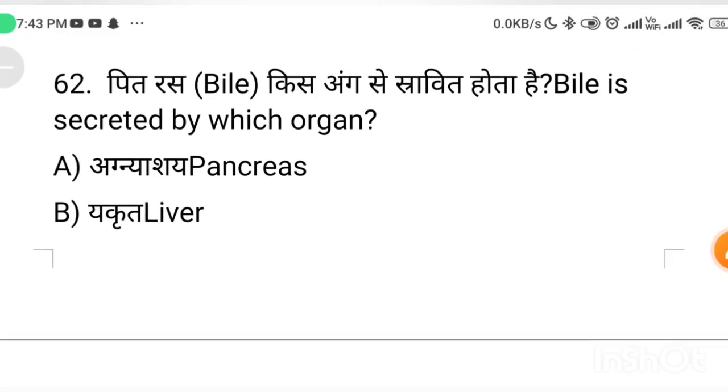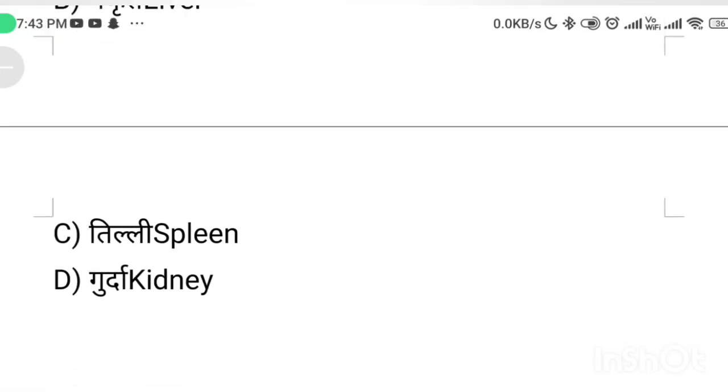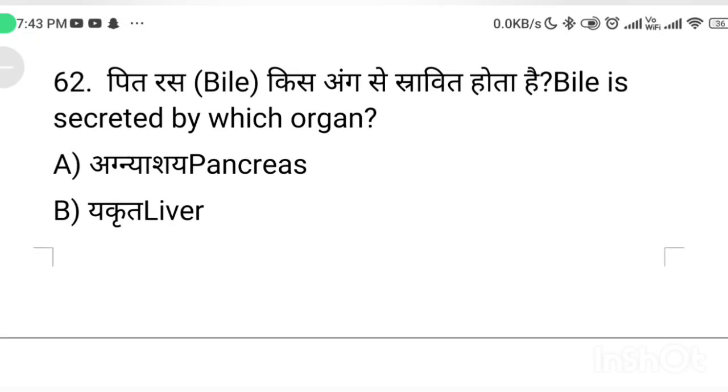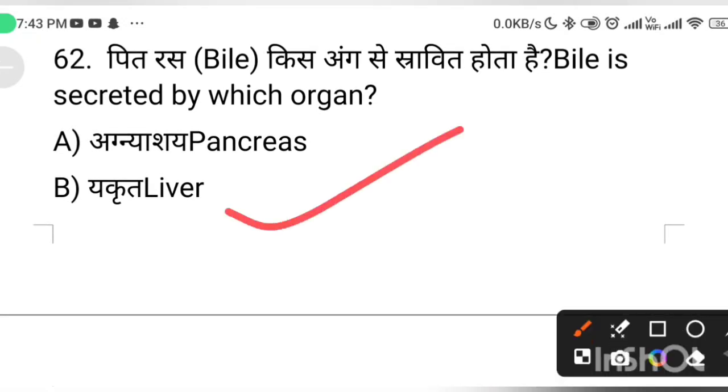Next question. Bile is secreted by which organ? Option A, pancreas. Option B, liver. Option C, spleen. Option D, kidney. Correct answer is option B, liver.